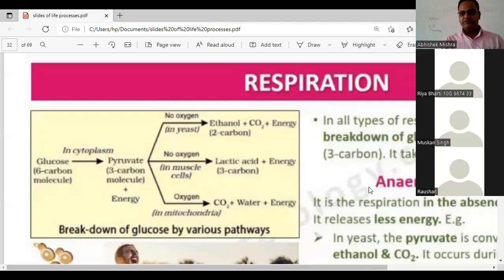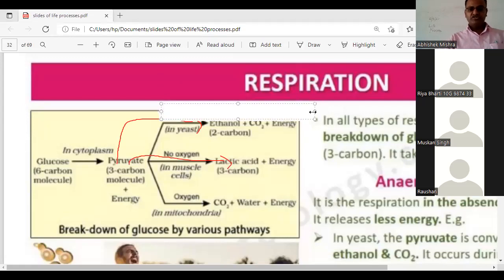Okay, well said, Ria. Now here, students, one more thing I would like to say to you all. As we have said, when the pyruvate is getting converted into alcohol, this is called alcoholic fermentation. And when the pyruvate is converted into lactic acid, it is called lactic acid fermentation. Okay, so the first case, let me write over here, this one is your alcoholic fermentation.